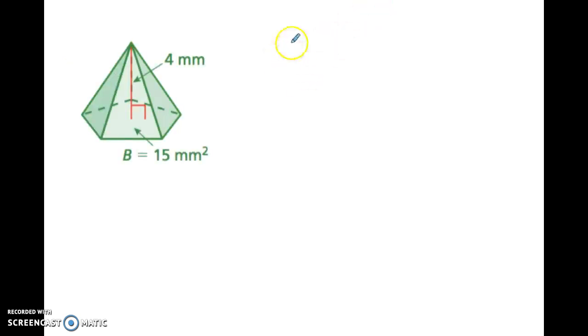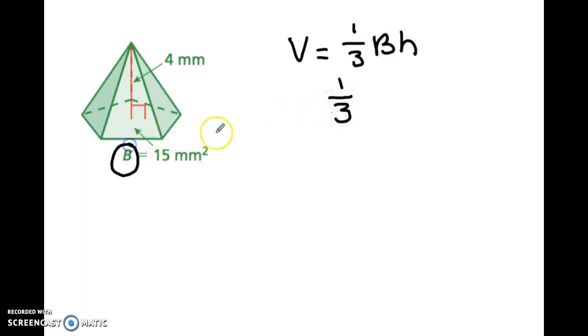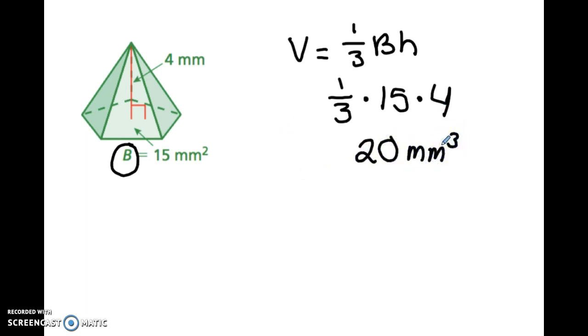And our last example, volume equals 1/3 base area times height. So our base area here is given to us again, makes it easy. So we can plug 15 right in for the capital B times the height of the pyramid, which is 4. Plug it into your calculator, 1/3 times 15 times 4, and we get 20 millimeters cubed.